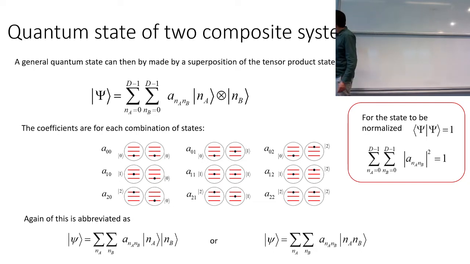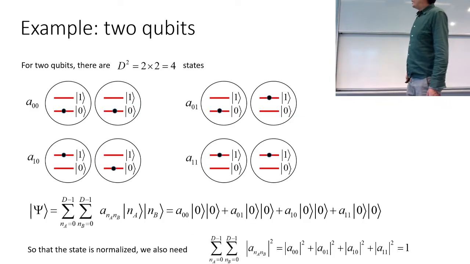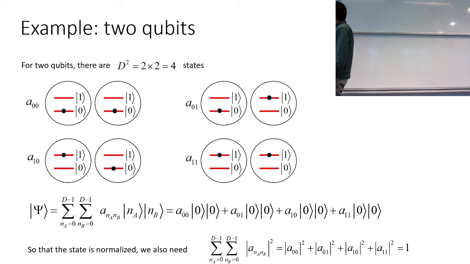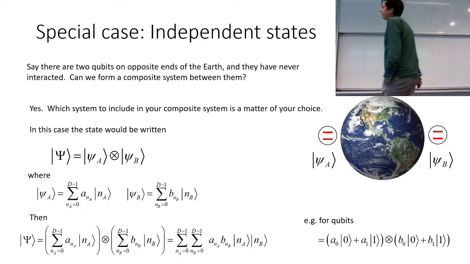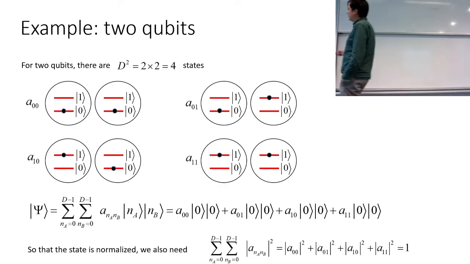You still have to obey that normalization, and here are a couple of different ways of writing it. It's basically the same thing. So for 2 qubits, the 4 states would be like these 4 combinations, and you can have any coefficients in front of it, and you normalize it like this.